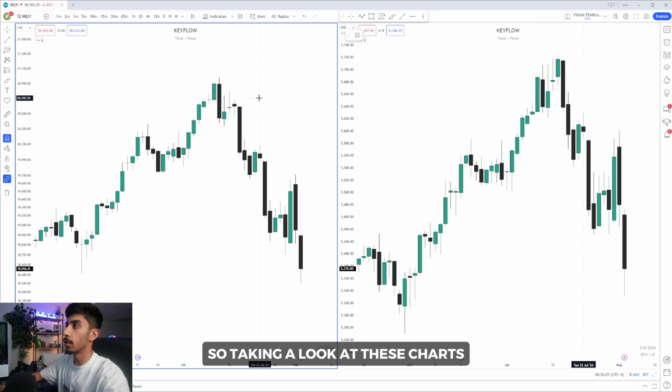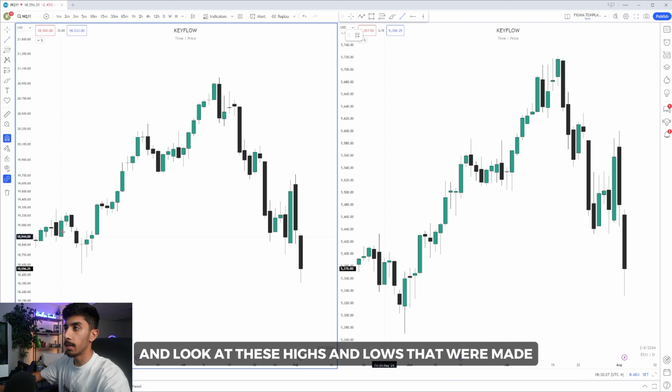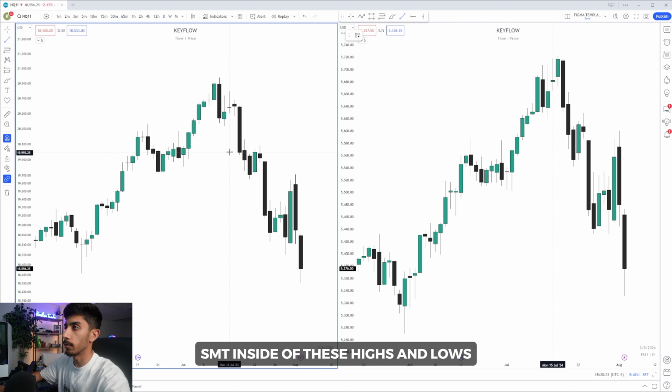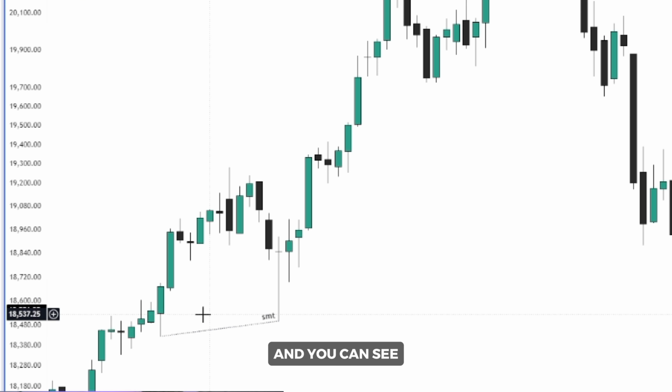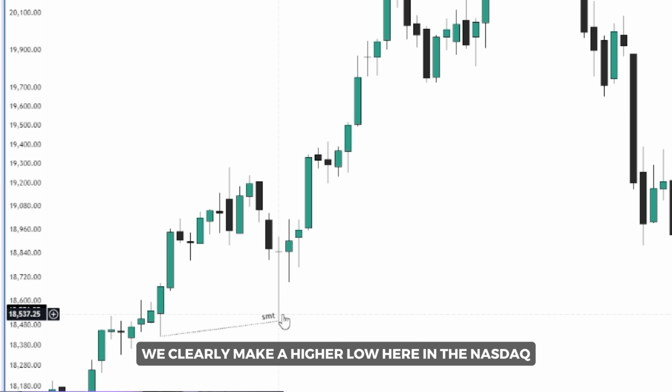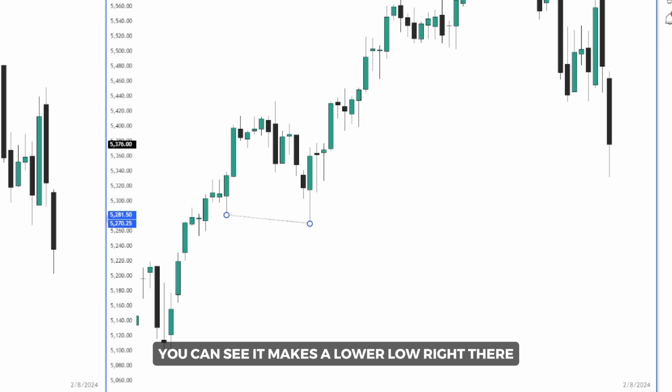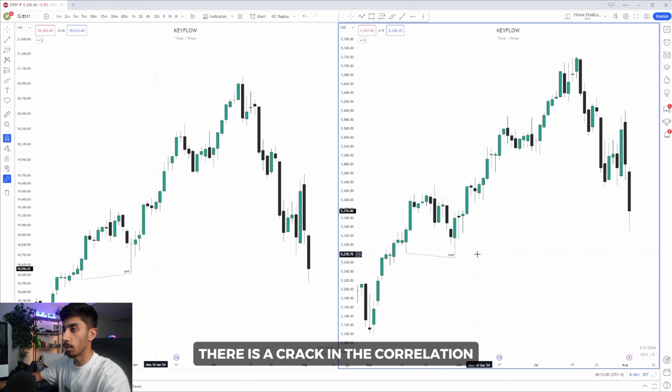So taking a look at these charts, let's go over and look at these highs and lows that were made, and we'll see if we had SMT inside of these highs and lows. So the first one that I see is down here, and you can see we clearly make a higher low here in the NASDAQ. And if you go over to ES on the same exact time, you can see it makes a lower low right there. So this is telling us that there is a crack in the correlation, and this is validating the bullish entry and the bullish trade that is incoming. Only after you get this bullish SMT do we get this massive move higher.